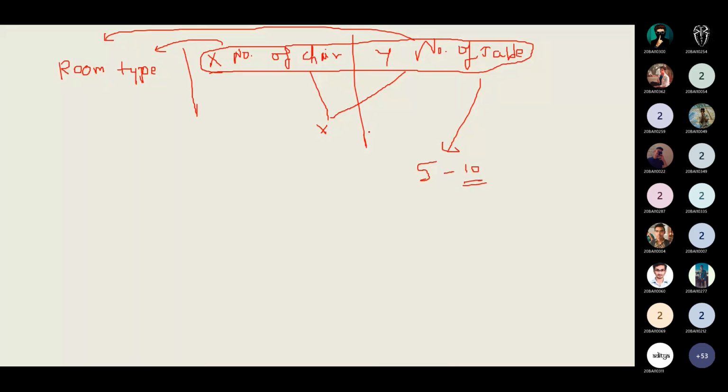So this cannot be multivalued. Multivalued you can't see on this point. The number of chairs depends on the room type, and the number of tables depends on the room type. But here we have to identify the relationship between all the independent attributes. If they have a relationship, multivalued dependencies should not persist or cannot be applicable.